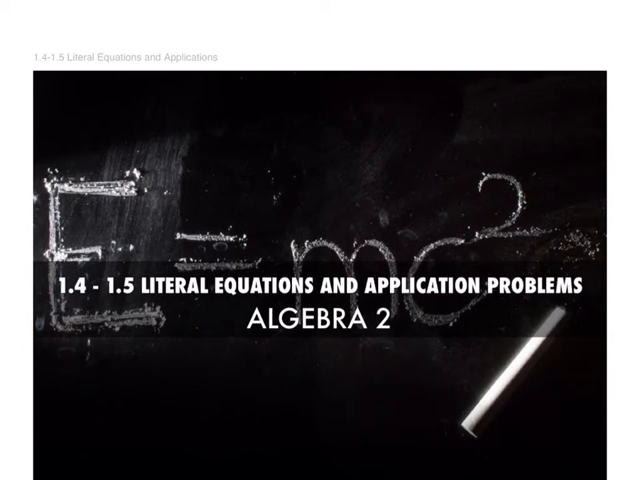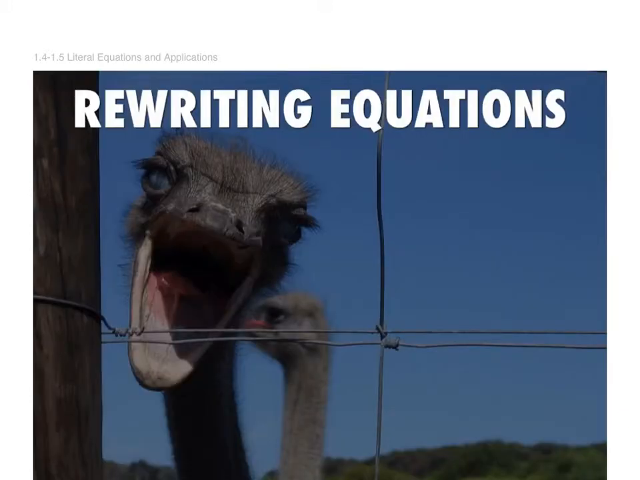Today we're going to look at 1.4 and 1.5, literal equations and application problems. So we're going to start with rewriting equations. We're going to start with a perimeter equation. So it's P is equal to 2L plus 2W. And our job is going to be to solve for W.